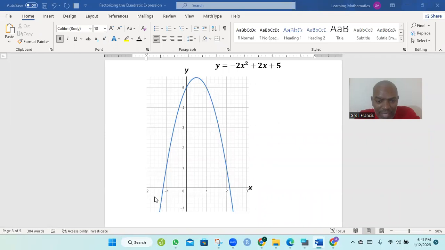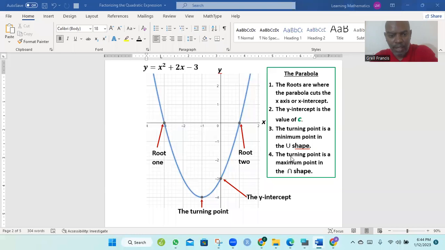So as you can see in this N-shaped parabola, here you have a maximum point. Here's the y-intercept. As you can see, it is +5. And here you have 2 roots. And it's an N shape. It comes up, it turns, and it comes back down. So the point up there is a maximum point. The y-intercept is +5. Here it is the value of c. And this one also has 2 real roots. So here you have the U-shaped parabola. Turning point is the minimum.